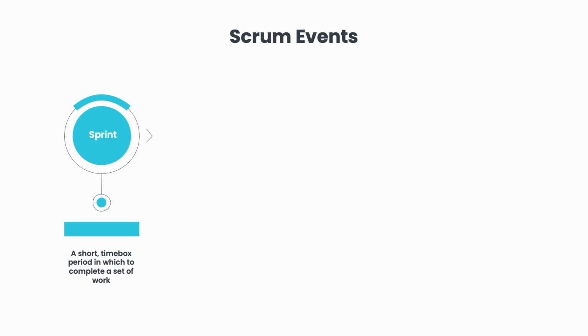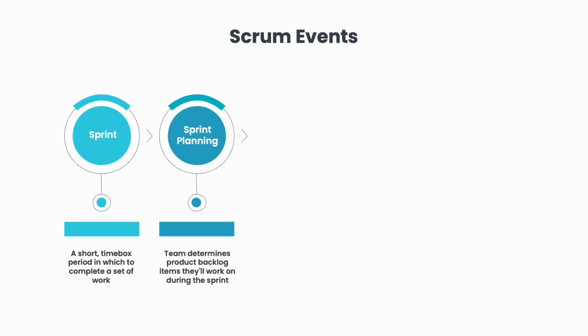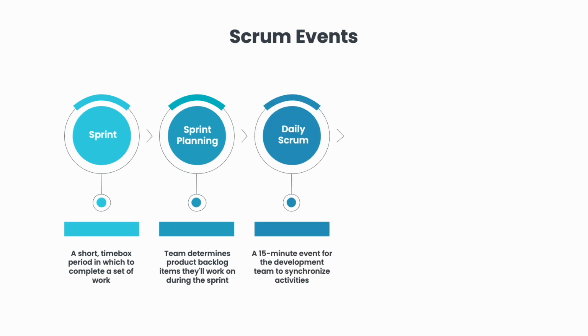A new sprint starts immediately after the conclusion of the previous sprint. Sprint planning, where the team determines the product backlog items they'll work on during the sprint and discusses their initial plan for completing those product backlog items. Daily Scrum, a 15-minute event for the development team to synchronize activities and create a plan for the next 24 hours.